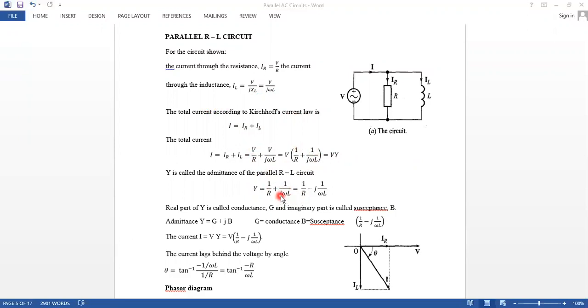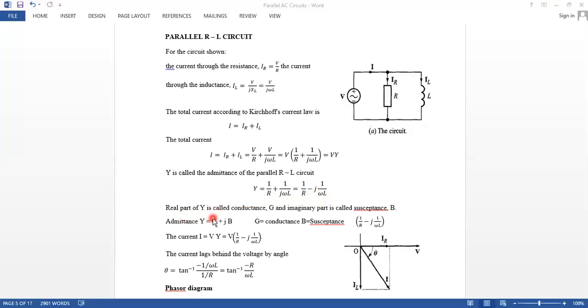If we shift this j to the numerator, then plus 1 is nothing but we are going to replace with a term minus j square. So when we take minus j square divided by j, we get minus j. That is how we got here 1 by R minus j times 1 by omega L.